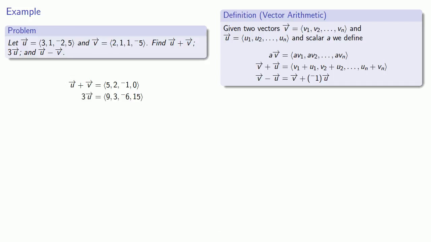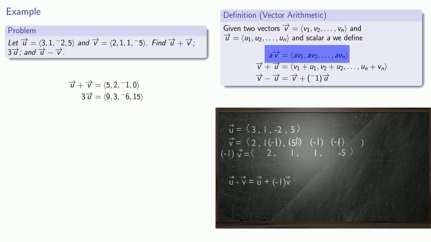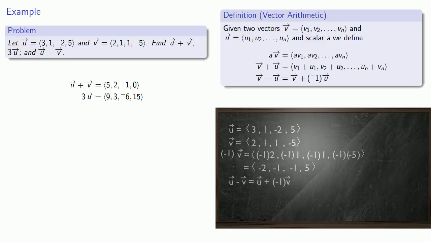Finally, our vector u minus v. By definition, the difference between two vectors is the first vector plus -1 times the second vector. So that means if I want to find u minus v, what I need to find is u plus -1 times v. So let's find -1 times v. And that's going to be the vector v with every component multiplied by -1. So that gives us the vector (-2, -1, -1, 5).